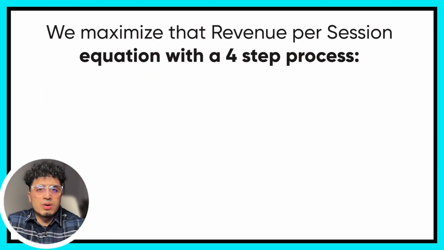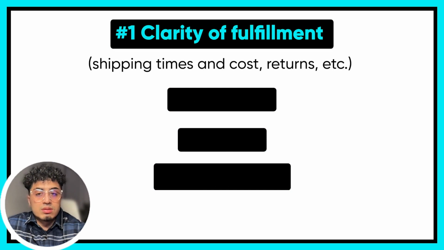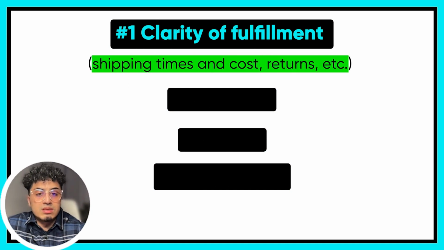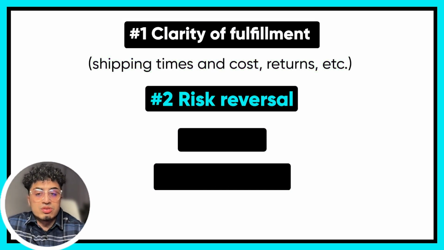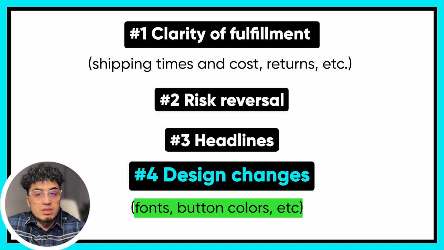We maximize the revenue per session equation with a 4-step process. One, we determine what to test. Conversion revenue optimization is all about making the changes that are most likely to have the largest increase to revenue per session. Now here's a rough order of the items that will affect your revenue per session. Clarity of fulfillment, shipping times and cost and returns, risk reversal, headlines, design changes, so that's like your fonts, button colors, and the list goes on.